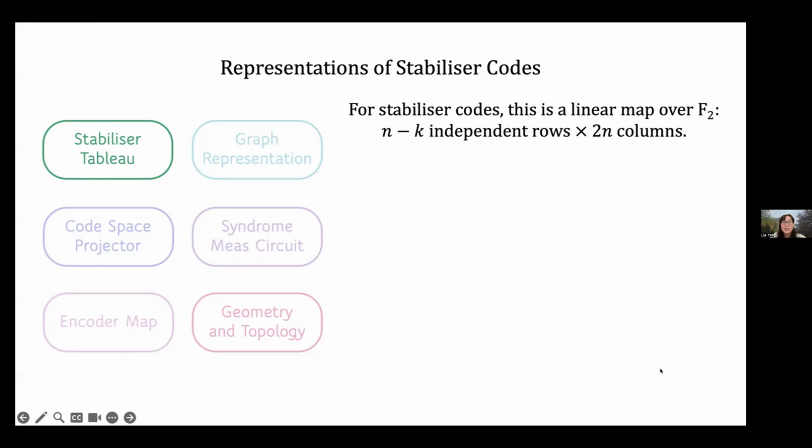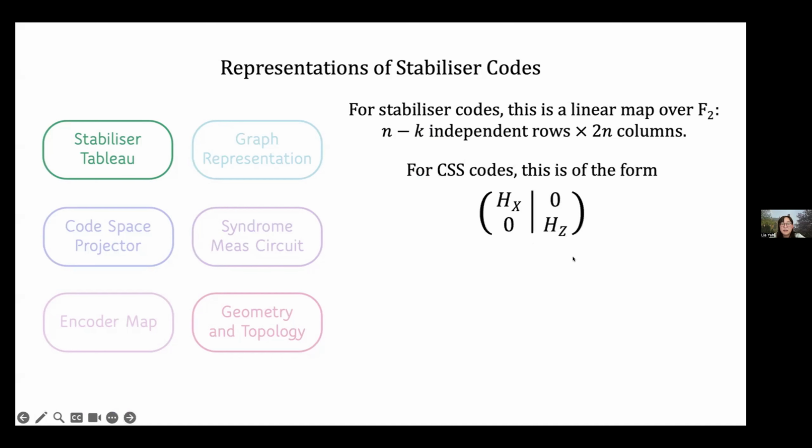A stabilizer tableau for a stabilizer code is a linear map over F2. You can think of it as a binary matrix that has n minus k rows and 2n columns, where again k is the number of logical qubits per code block and n is the number of physical qubits for your code. Sometimes, conventionally, there'll be one extra column for the sign bit of the Pauli strings. But conventionally in quantum error correction, you take +1 to be the sign for all the rows. So we'll just deal with that case, even though it's just extra bookkeeping.